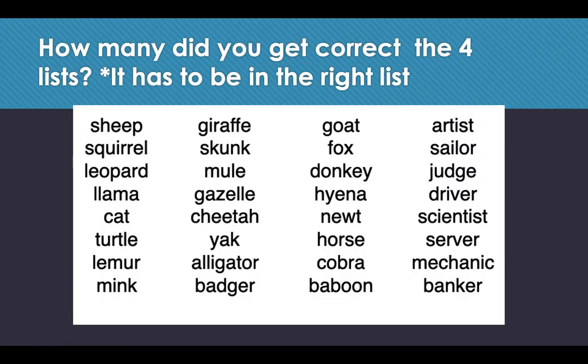All right, now let's see how you did. Compare your 4 lists and how many did you get correct? So just take a second and remember, to be correct, it has to be in the right list. Do you have any words from a previous list that show up on a later list? For example, did you include turtle in maybe the 3rd list of animals, or maybe alligator in the 3rd list of animals? Maybe even you remembered llama for the 4th list.